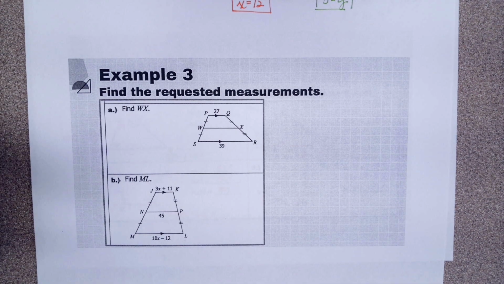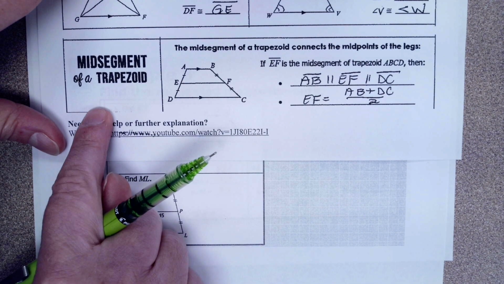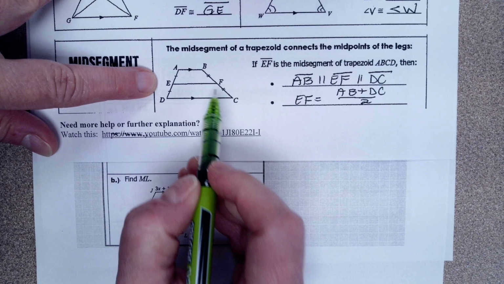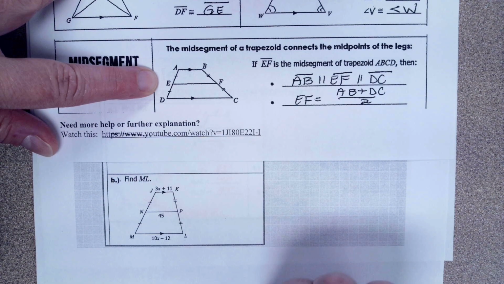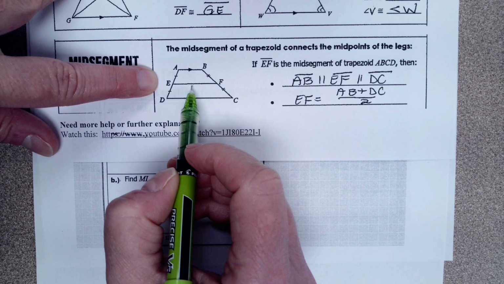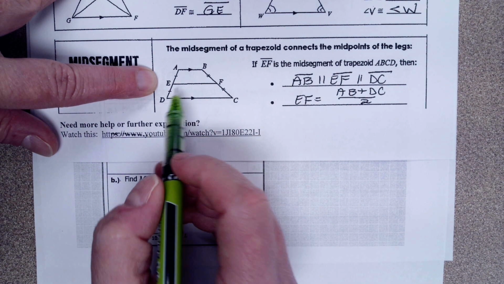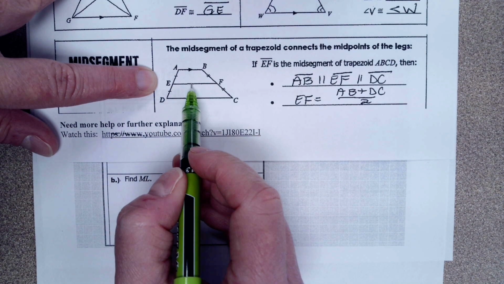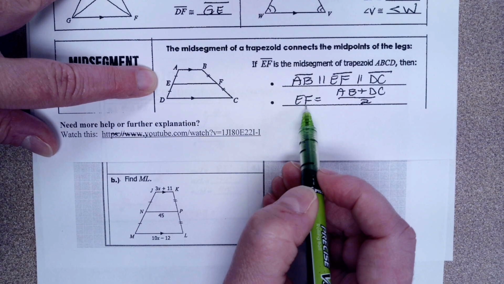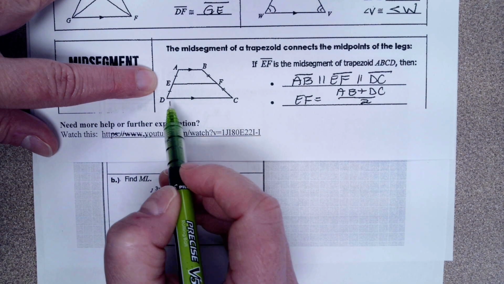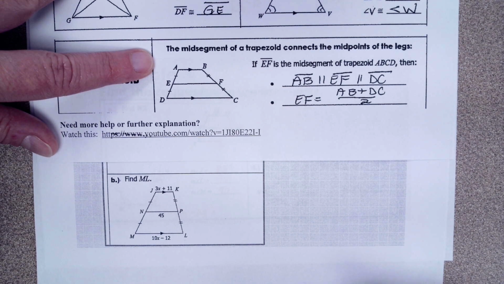So at the bottom of your notes, you've got one more, the midsegment of a trapezoid. All it says is that so long as you've got a segment that splits the two legs in half, that's what we call a midsegment. It's got to be in between the parallel sides, and it's parallel, then it's got to be equal to the sum of the two bases. So E to F has to be equal to AB plus DC, whatever that length is, and then we cut it in half.